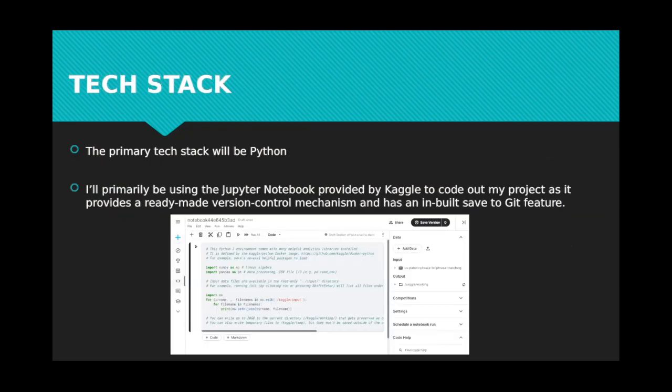So moving on, the primary tech stack was Python, Jupyter Notebook to be more precise. And the Jupyter Notebook again was provided by Kaggle. The competition constraint was that it had to be run natively on Kaggle. It didn't allow a lot of the things which I'll talk about, which made it a bit constraining and irritating at the same time. But one of the things it did have was an inbuilt save to Git feature. So I didn't need to save it on my local system and then push it to Git. I could just do it from there itself.